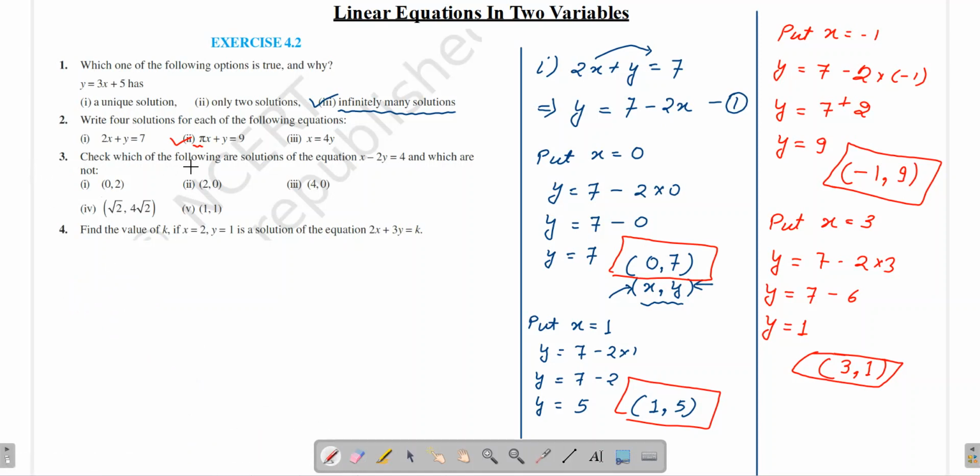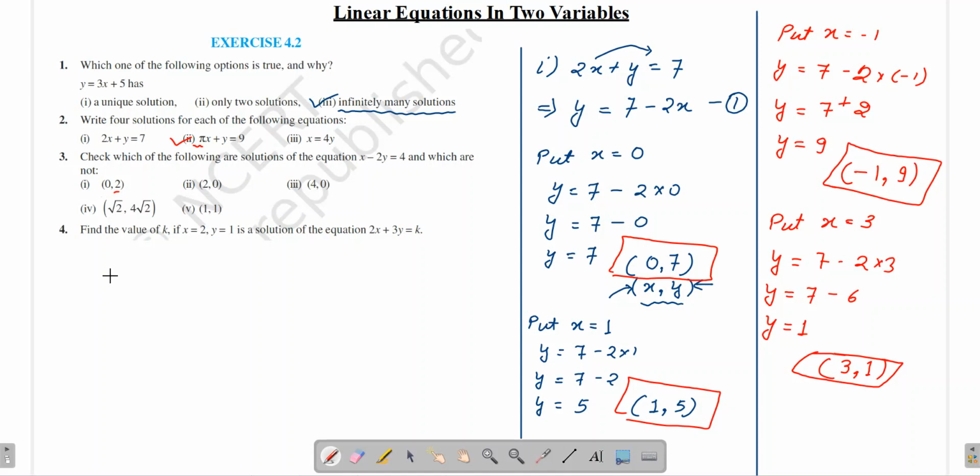Check which of the following are the solutions of this and which are not. What you need to do, just need to put the value and check. How? There can be two different ways. Either you'll put both the values of x and y and then see whether left hand side is equals to right hand side or not, or you can put the value of x and find out whether you are getting the value of y the same as it is given here or not. If so, it is a solution. If not, it is not a solution.